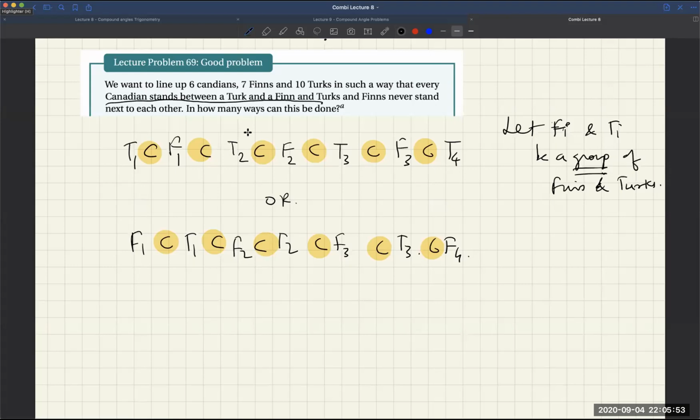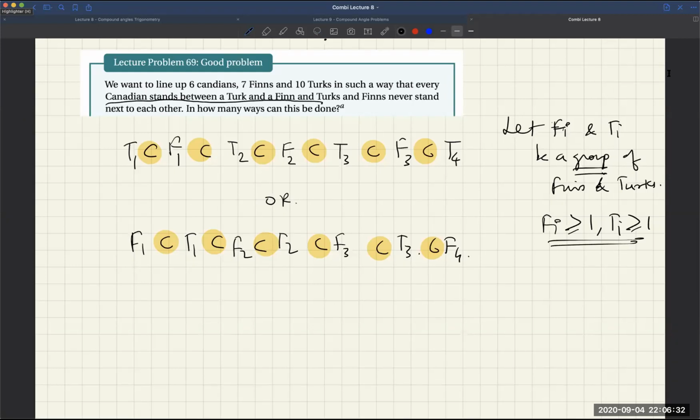Sir, but it is given that every Canadian stands between a Turk and a Finn. Yeah. So basically, that cannot be 0. So now what is happening? Each of these Fi is greater than or equal to 1 in that case. Make sense? And each of the Ti's is also greater than or equal to 1. Okay, this restriction is there on this problem now. Do you get me? But still, your constraint is taken care of, right? Adit only asked that question.